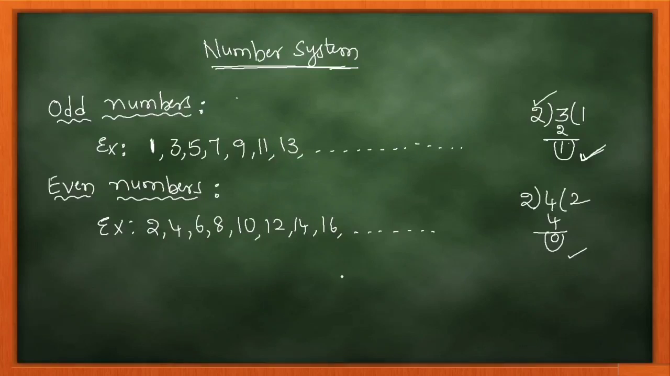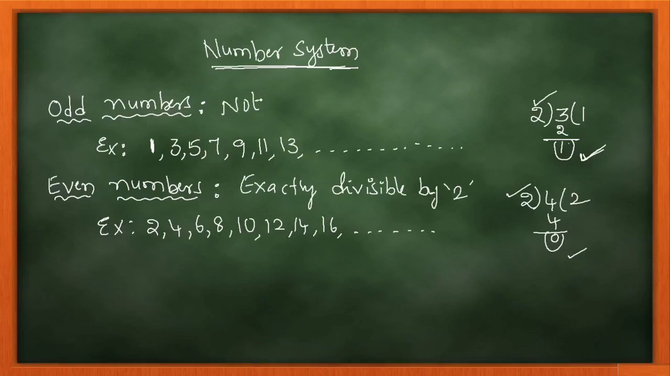So these are positive even numbers. You can write negative even numbers also, -2, -4 like that. Here also, positive and negative odd numbers are there. So when a number is exactly divisible by 2, then it is called an even number. Not divisible by 2, they are called odd numbers.